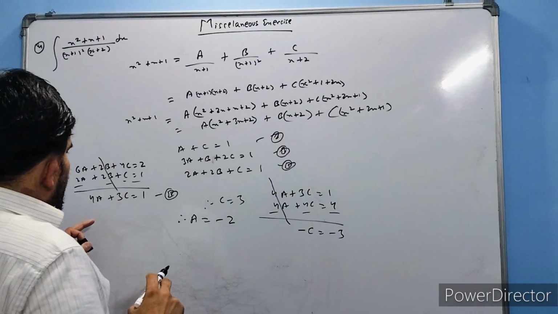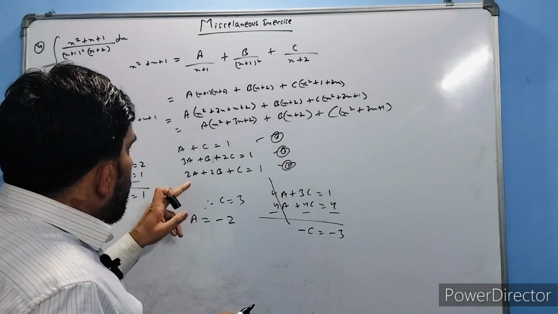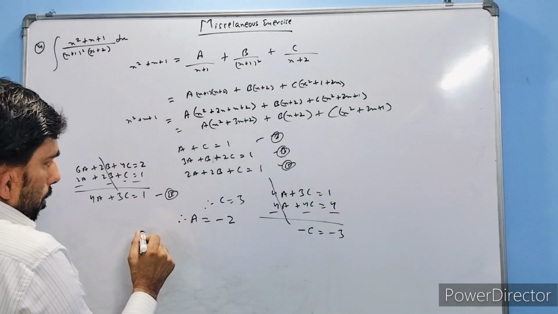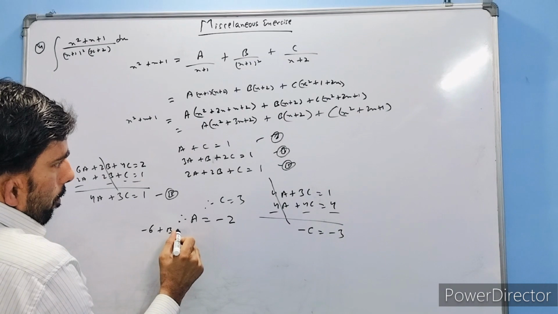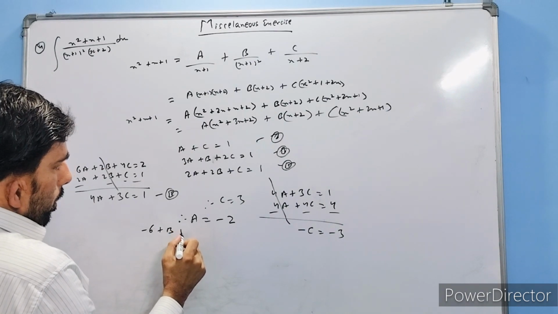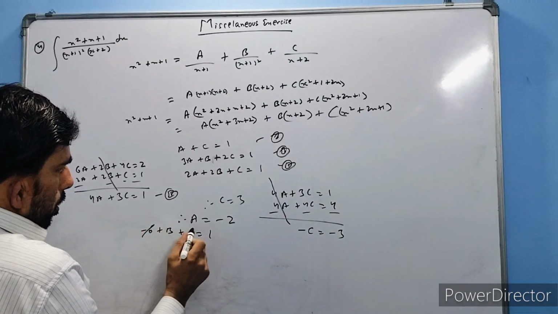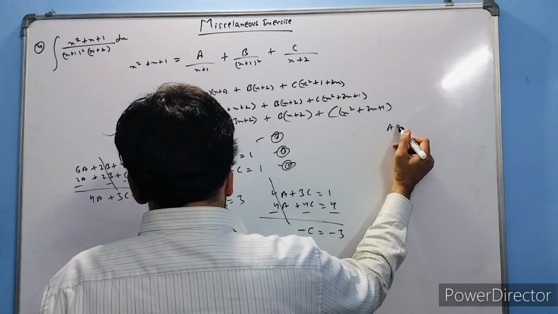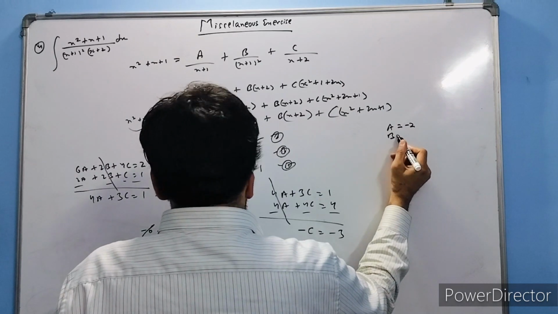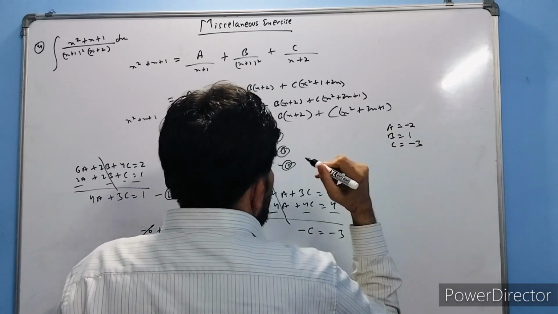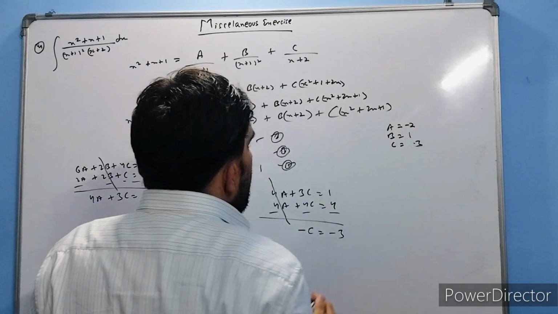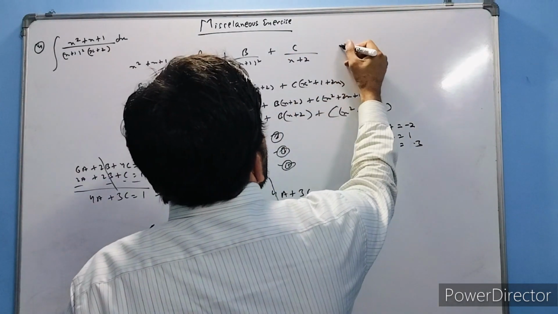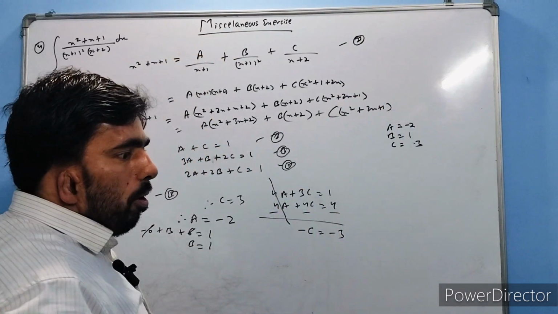Now what can I do? I can put the value in here so that I can find the value of b. So we got 3a, minus 6, plus b, and we have c is 3, so plus 6 is equal to 1. So b is 1. Now I got the values: a is minus 2, b is 1, c is 3. Now let us try to put in the first equation and solve.